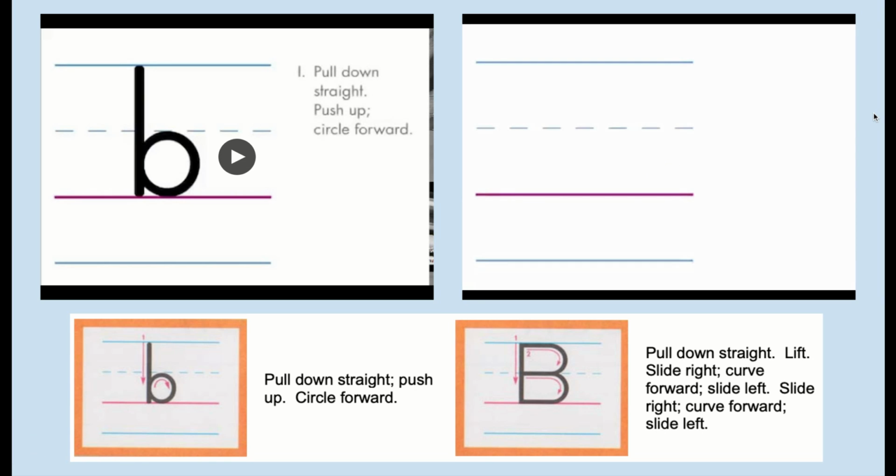Uppercase B. 1. Pull down straight. Lift. 2. Slide right. Curve forward. Slide left. Slide right. Curve forward. Slide left. Uppercase B.